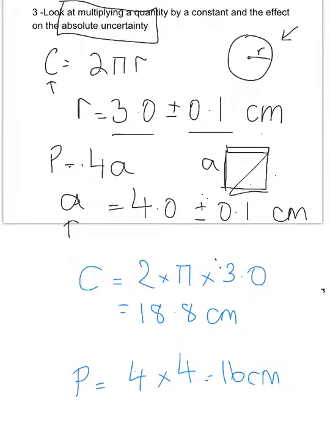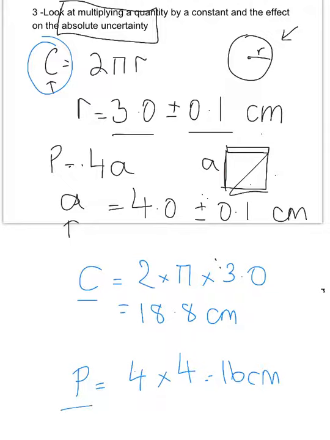First step, work out the actual circumference and the actual perimeter. Don't even touch the uncertainties yet. You first have to work out the actual answer. If you just apply the simple formula, circumference equals 2 pi r, where the radius is 3 plus or minus 0.1, you get 18.8 centimeters, and for perimeter, it's just 4 times a, 4 times 4. So that gives you 16 centimeters.